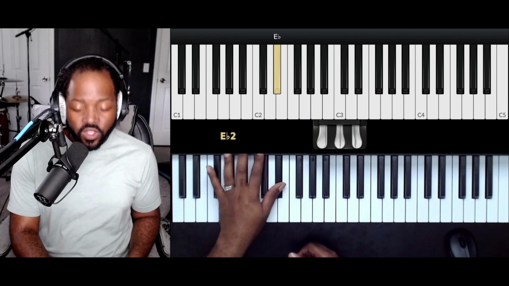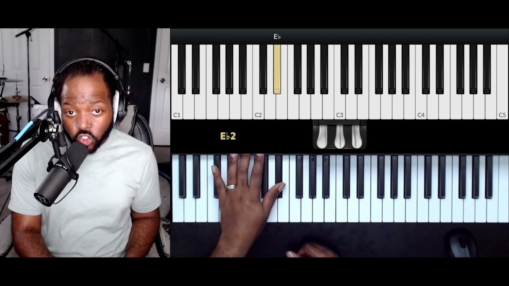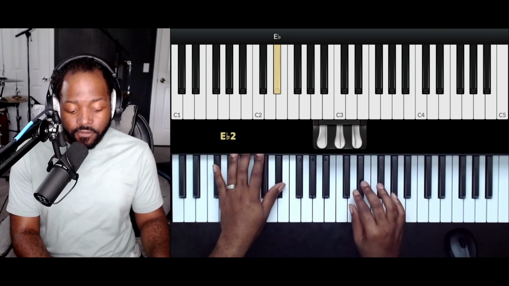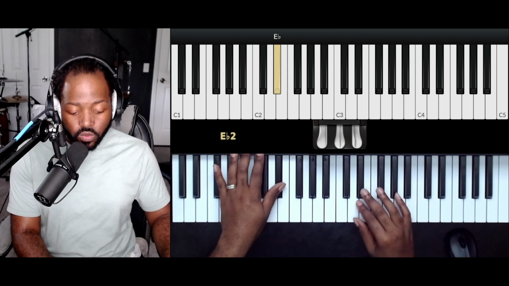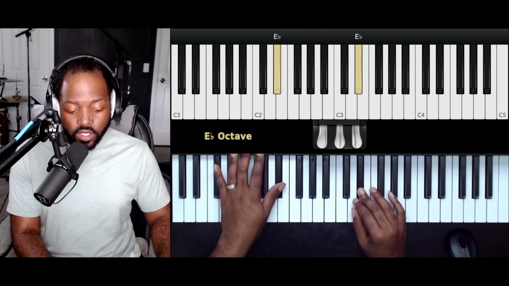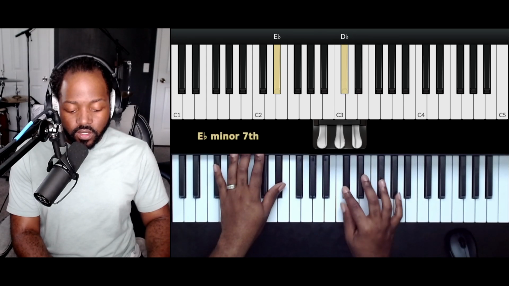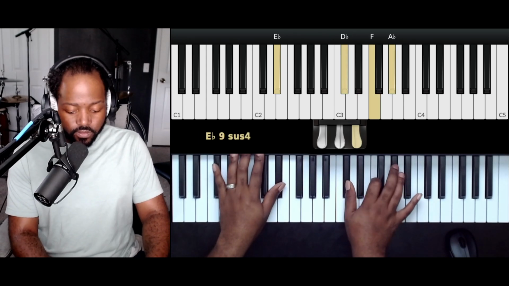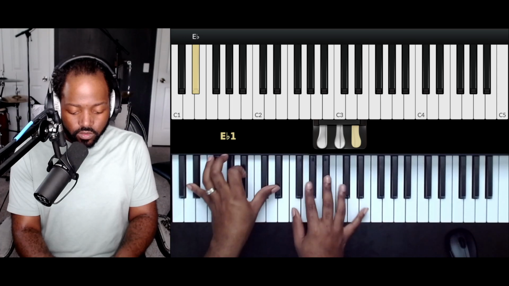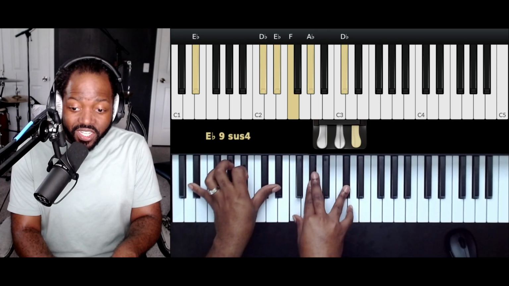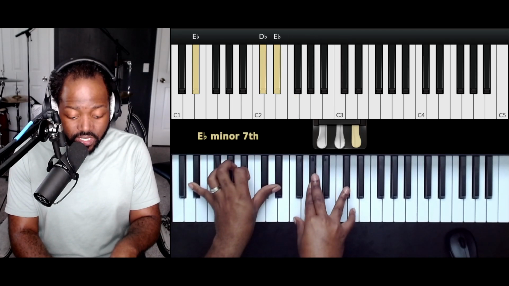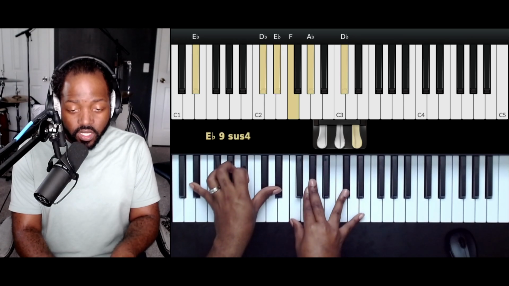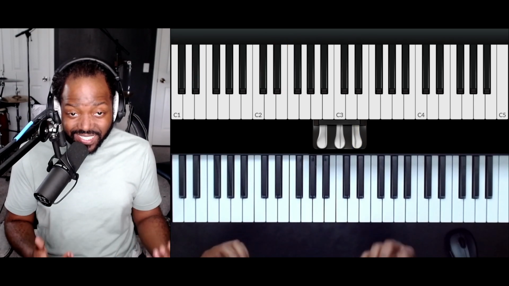You pick E flat, and then you're going to play a major chord a whole step away from E flat. Remember, a whole step is going to be 2 notes. So here's 1 and there's 2. And that's how you get your E flat 9, your E flat dominant 9 sus4. Okay, so you can take this around the entire keyboard.